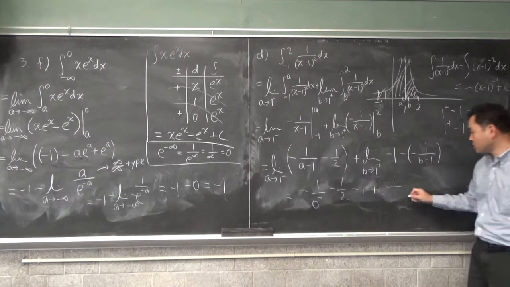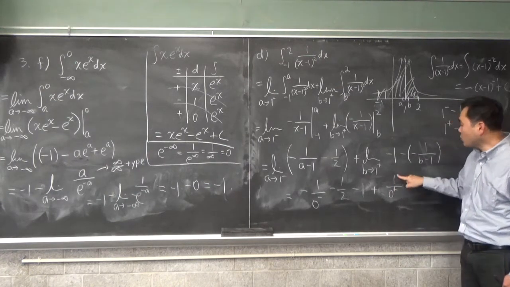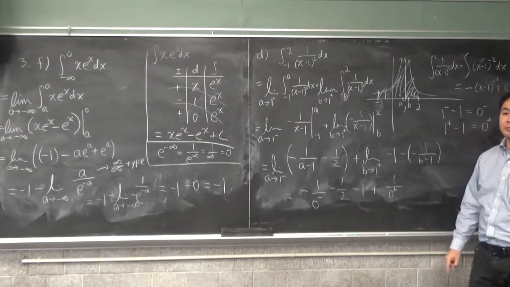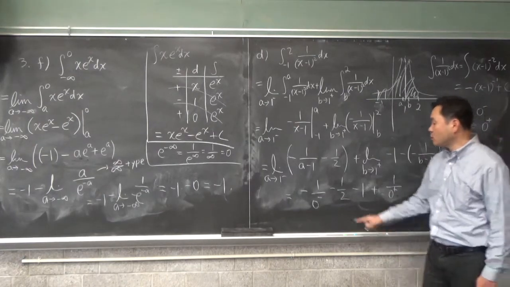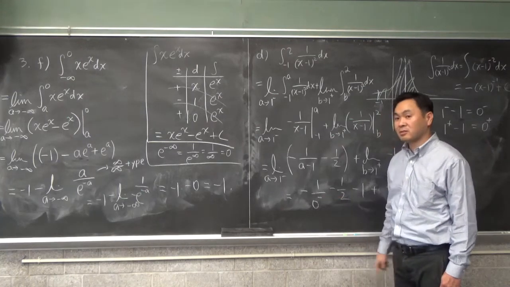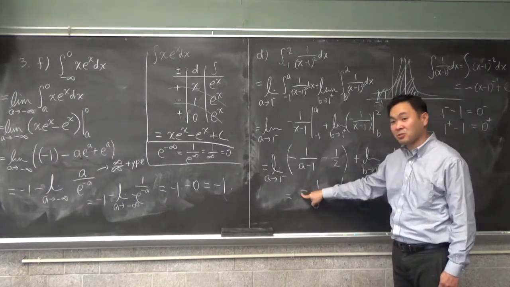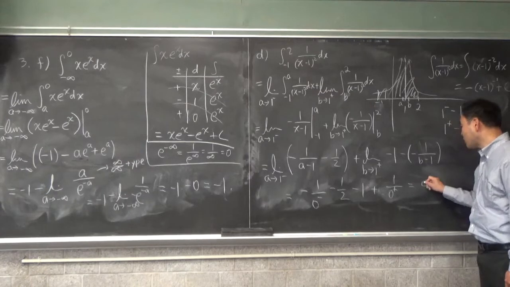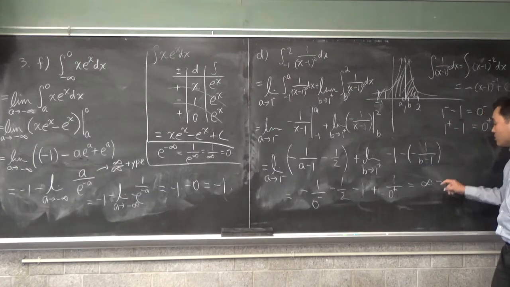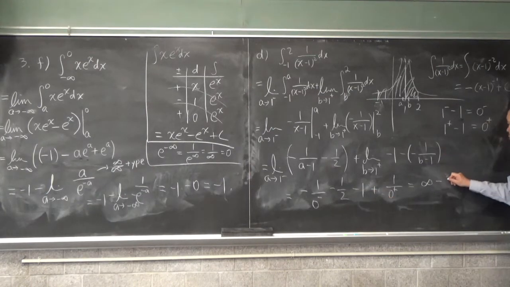Now what is 1 divided by 0 plus? Positive infinity. What's 1 divided by 0 minus? Negative infinity, but there's a minus, so it's a positive infinity. So you have positive infinity minus, if you combine these, 3 over 2, plus another positive infinity. What's that? Infinity. If you add infinities, it must be infinity. So that's the answer.